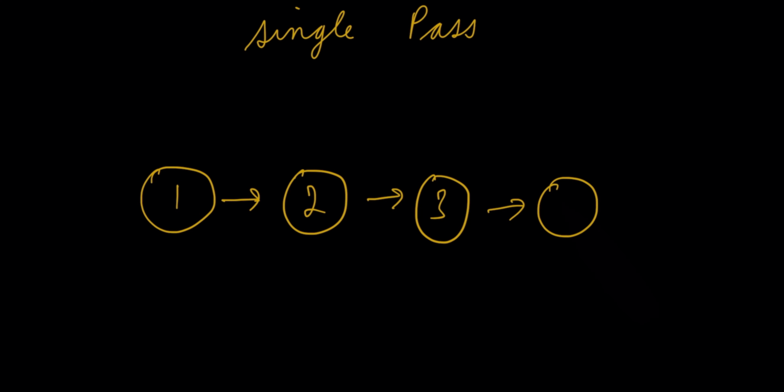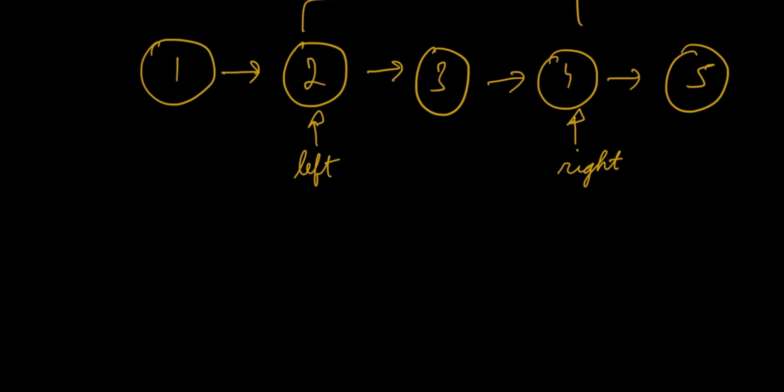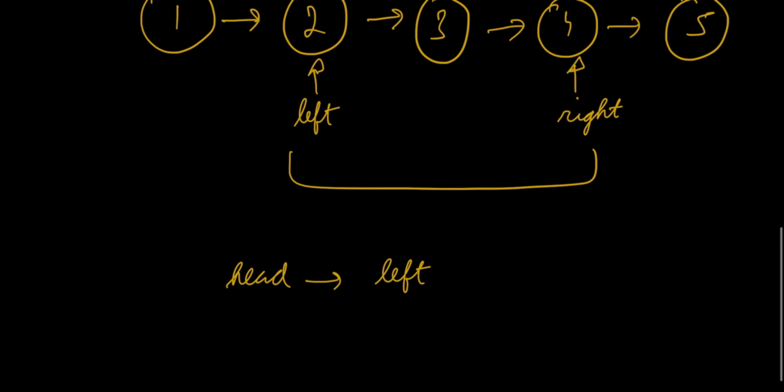We have our list here, 1, 2, 3, 4 and 5, and we have to reverse the sublist from 2 to 4. How we can approach this problem is, first we can just focus on reversing this sublist. And what do we need in order to reverse a linked list? We first need the head of the linked list. Here in this case the head is left and the end is right.